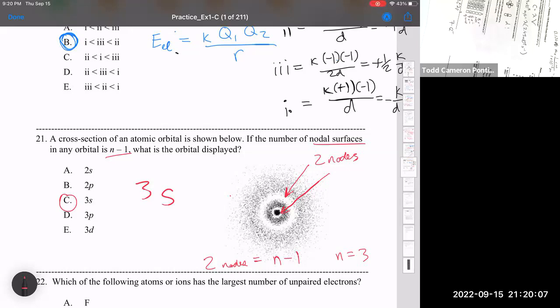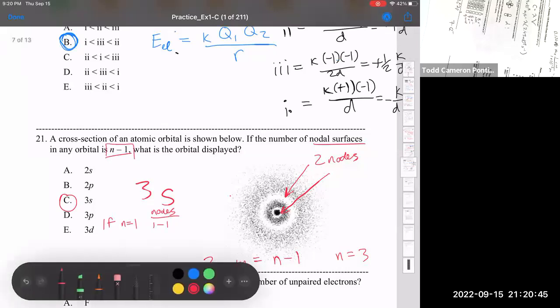Okay, yes. Absolutely. The way that we get the 3 is the number of nodes is equal to the principal quantum number minus 1. And what this means is if there are 0 nodes, that means that you're looking at n equals 1. So if n equals 1, the number of nodes will be equal to 1 minus 1, which is 0, using this equation here.